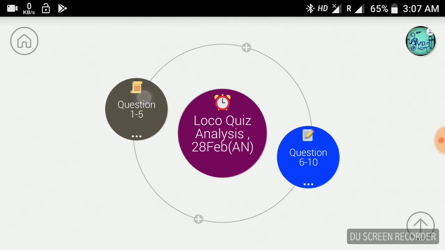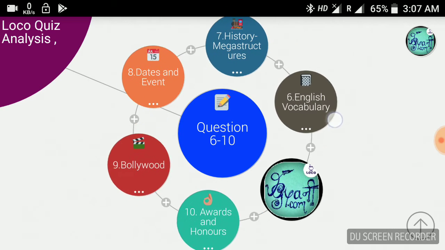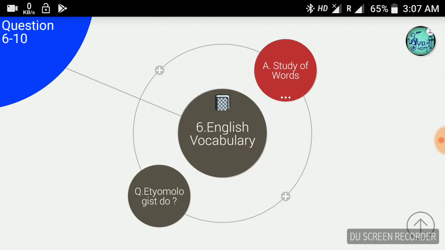Going to the next questions, 6 to 10. Starting with the sixth question, which is from the English vocabulary section. Students usually learn English vocabulary, and they want us to know each and everything about English.